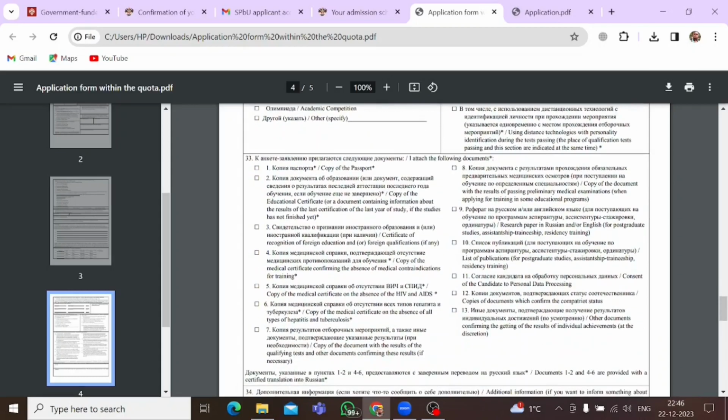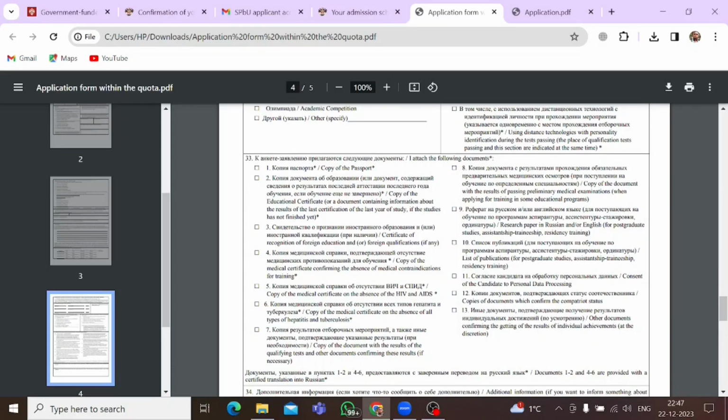The documents you're attaching together with your application. Number one, copy of passport, yes, you're attaching that. Number two, copy of educational certificate, yes. So you tick number one, you tick number two. Number three, you can leave this place empty.